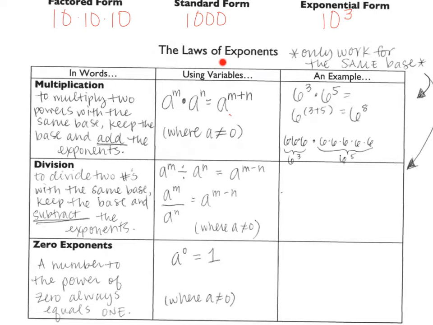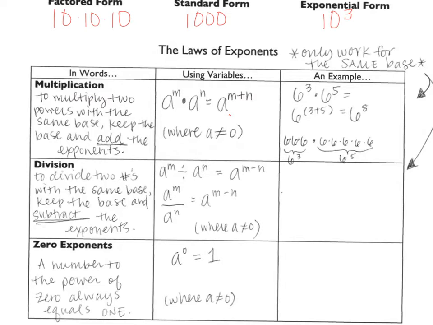There are certain laws of exponents, and once you know these rules or laws, then it's really easy to do these exponents. So let's look at multiplication. When you're multiplying two numbers and they have the same base, then you're going to add their exponents. We have to make sure that a does not equal 0.